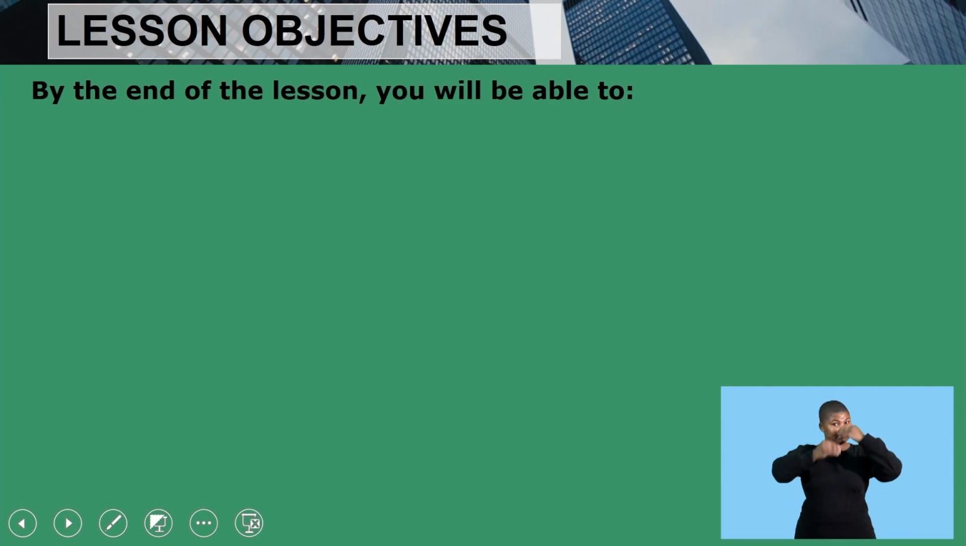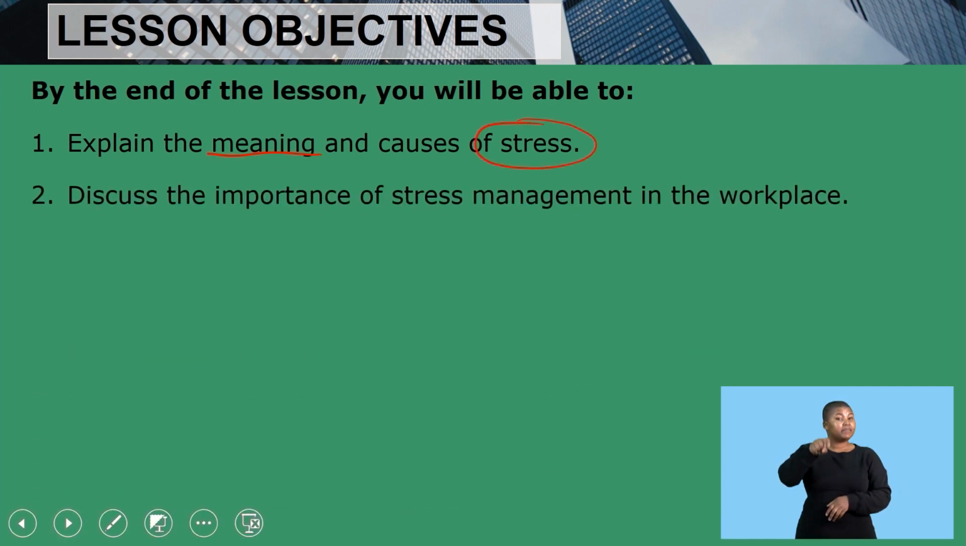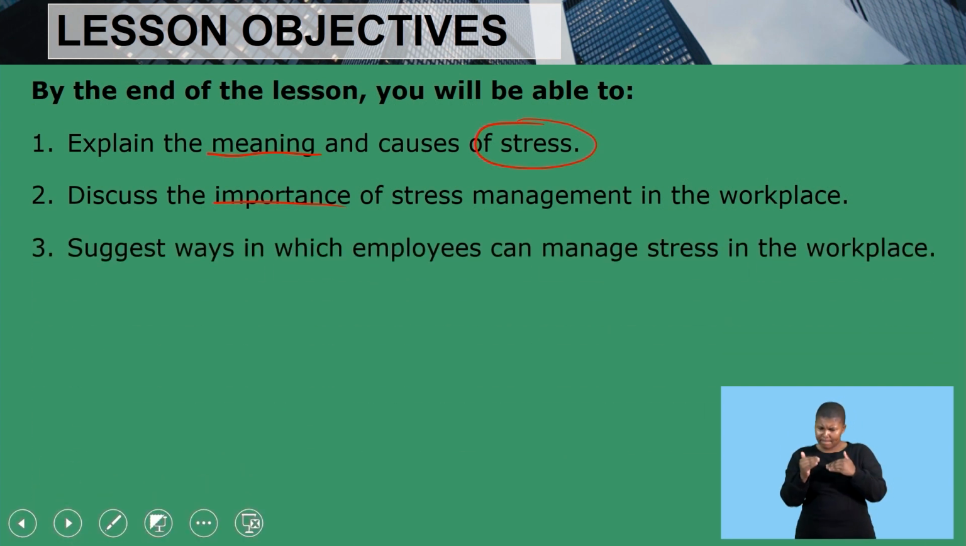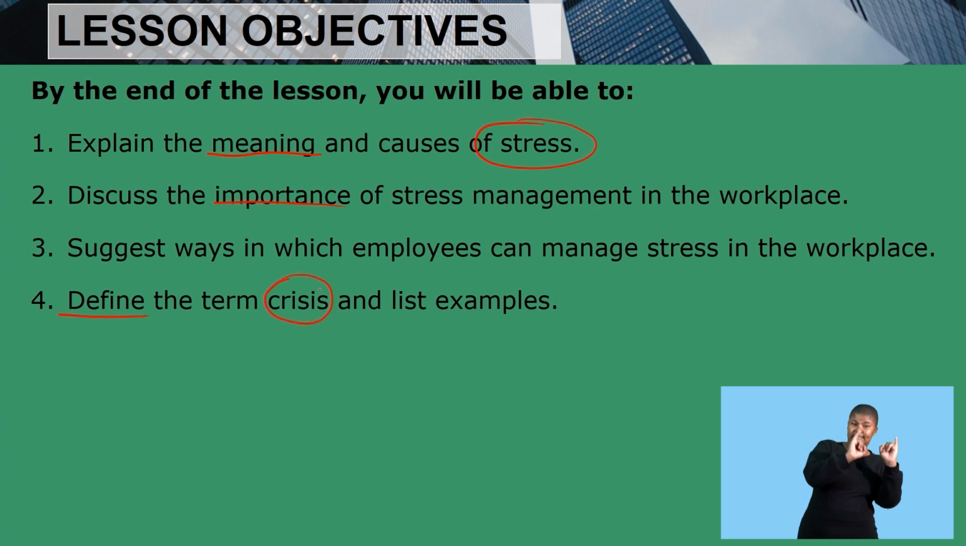In today's lesson, you must be able to explain the meaning as well as the causes of stress. You must also be able to discuss the importance of stress management in the workplace, or in other words, why it is important for businesses to manage stress. You must also be able to suggest the ways in which employees can manage stress in the workplace. And then you must be able to define the term crisis and also give examples of what crisis is.